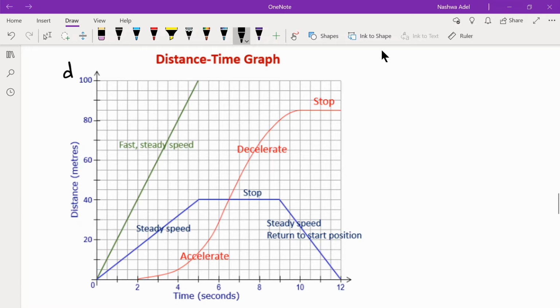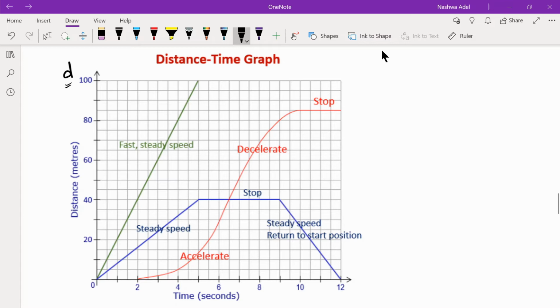So here we study the change in displacement as time increases. Look at the green line. You will see that the distance is increasing uniformly. This represents a steady speed, or constant speed, or uniform speed. They all have the same meaning.